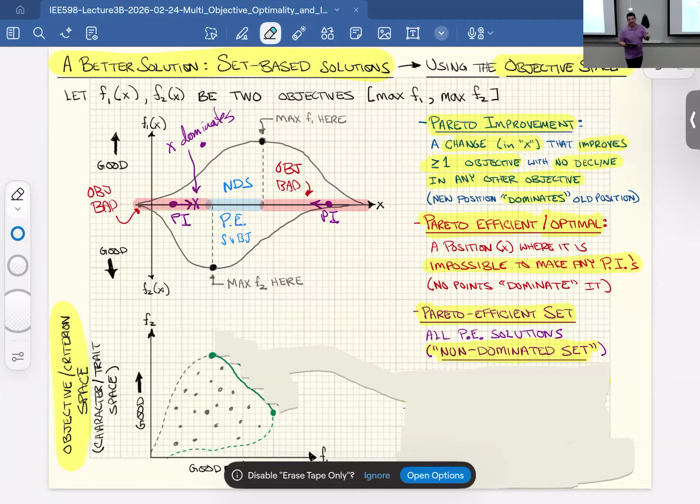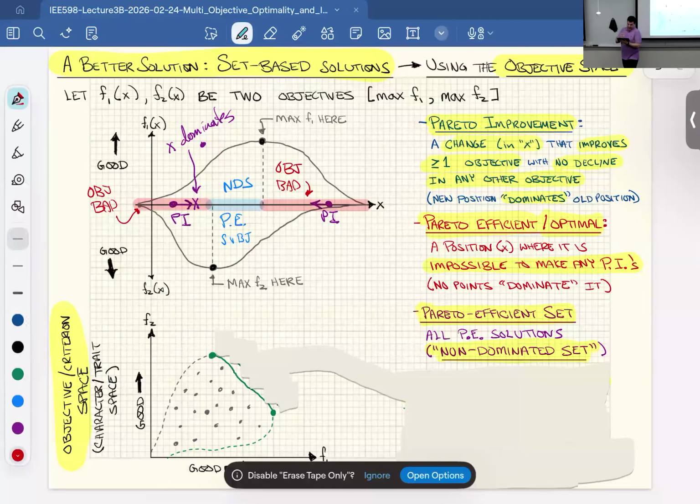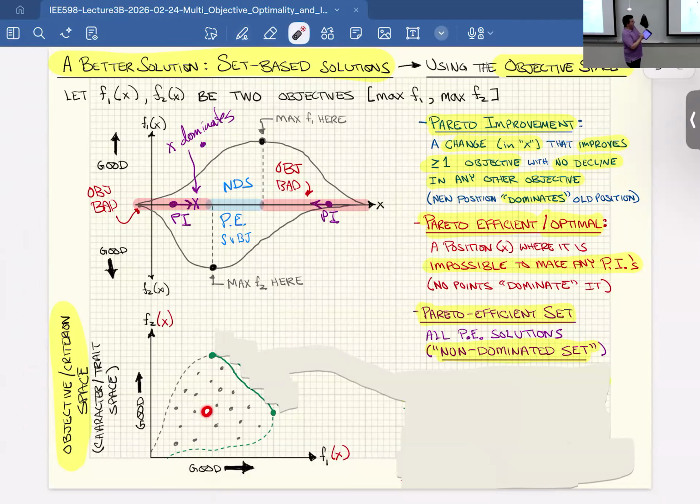We use the so-called criteria space. So rather than plotting the decision variable, we do a parametric plot. If you'd like, I can say this is F2 of X and this is F1 of X. And so every point is a particular X expressed in both F2 and F1 simultaneously on the same space. And this is what we call the objective space or the criteria space. Or if we want to get to the biology, the character space or the trait space.